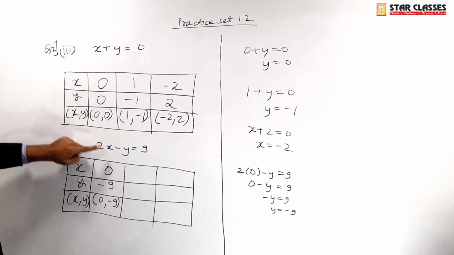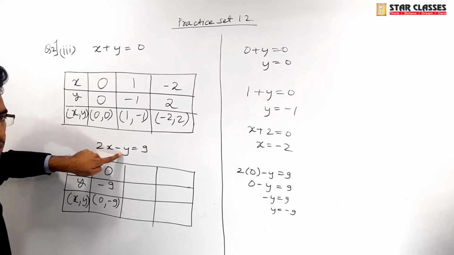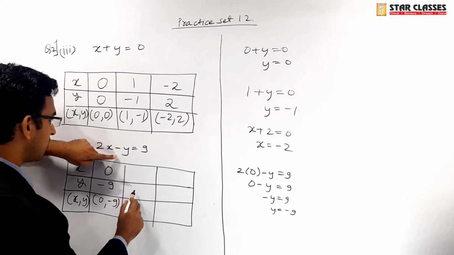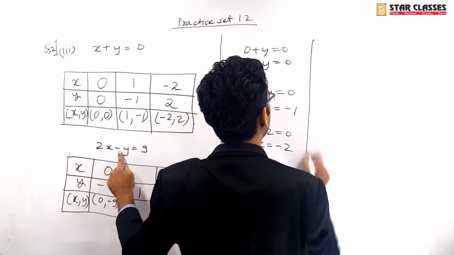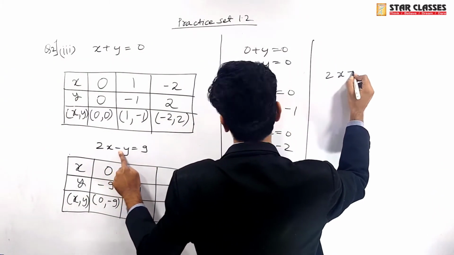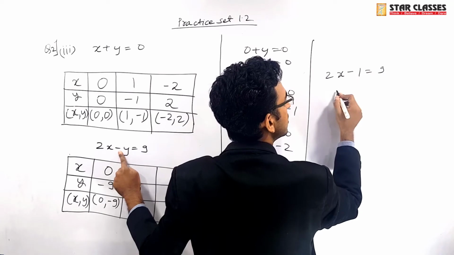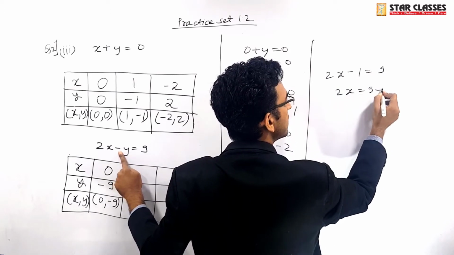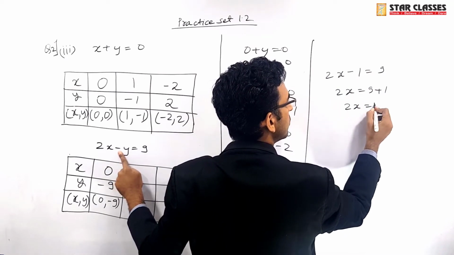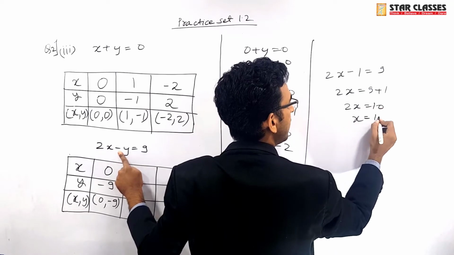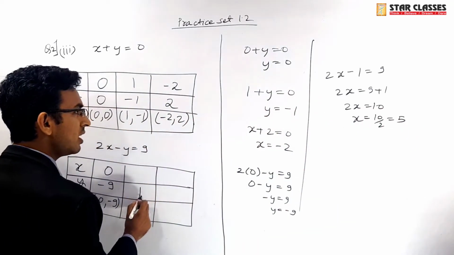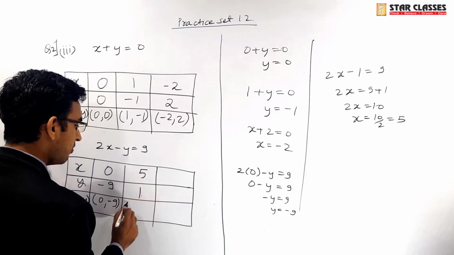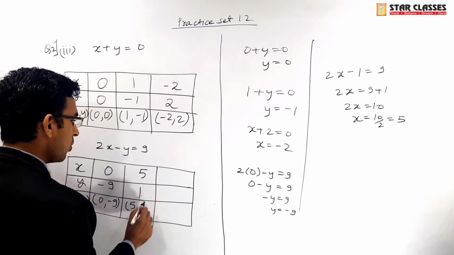Okay. Now let us take any value of y. If I am taking value of y as 1, so this will become 2x minus 1 is equal to 9. So 2x is equal to 9 plus 1. 2x is equal to 10. X will become 10 upon 2, that is 5. So if I am taking value of y as 1, x will become 5. So this is 5, 1.